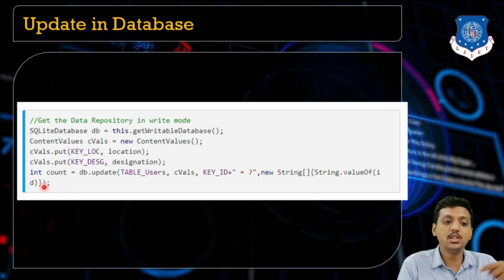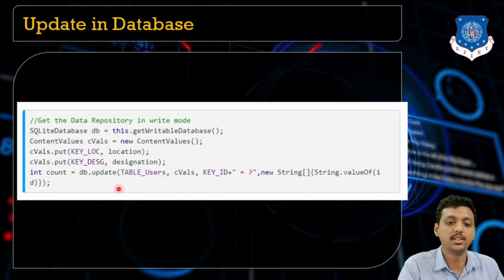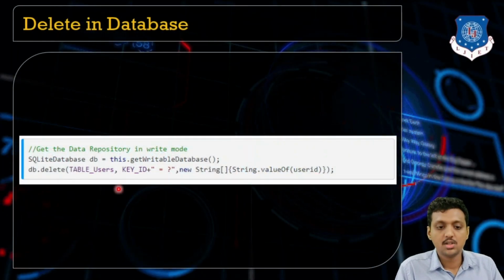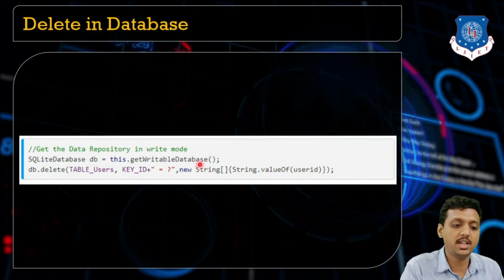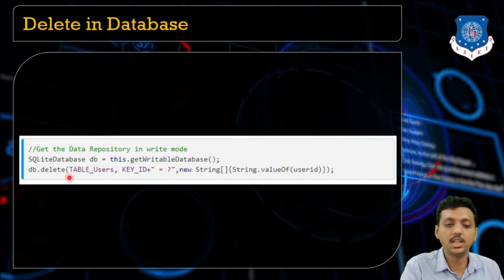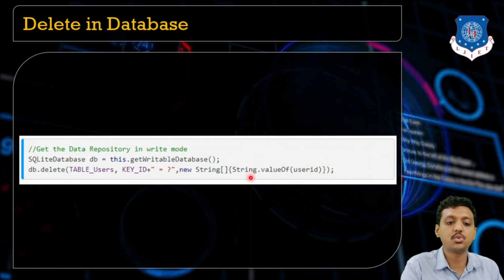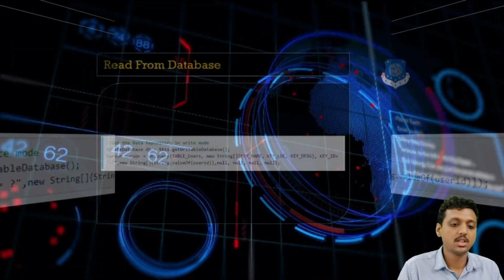Then the values of the location and destination will be updated for ID 1. Next, delete in database. Students, delete is a very easy query. You just need to pass getWritableDatabase, then call db.delete, table user, key ID is equal to this, comma, new String.valueOf(userID). Fine.